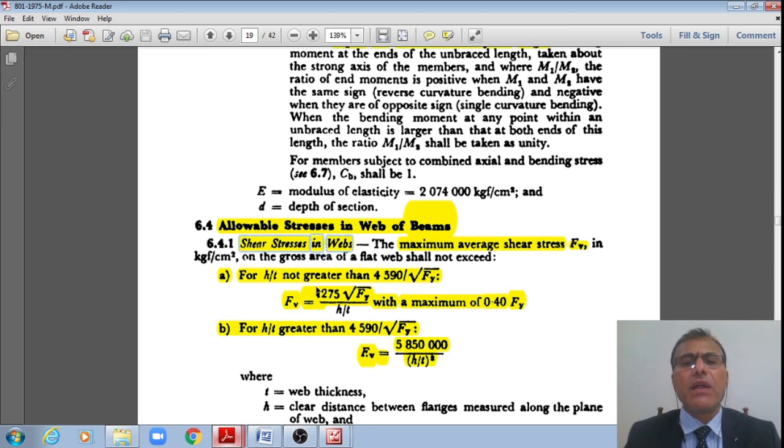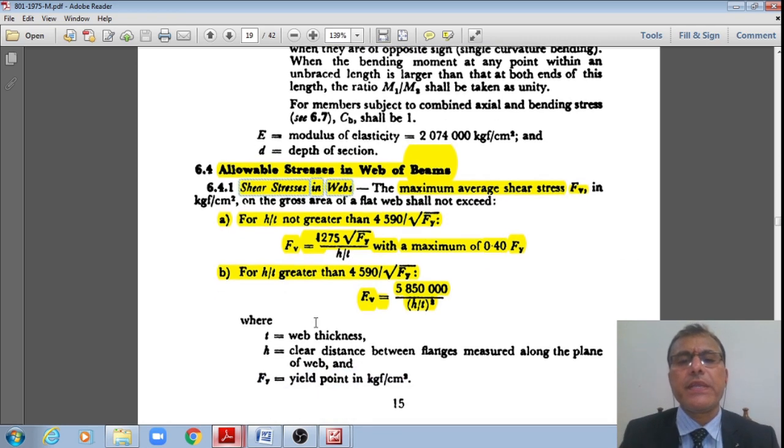For H by T not greater than 4590 divided by square root of Fy, then Fv, the permissible shear stress in web, is given by 4275 square root of Fy divided by H by T. However, a maximum value of 0.4 Fy, it cannot be greater than 0.4 Fy. Sorry, it is equal to 1275 square root of Fy divided by H by T.